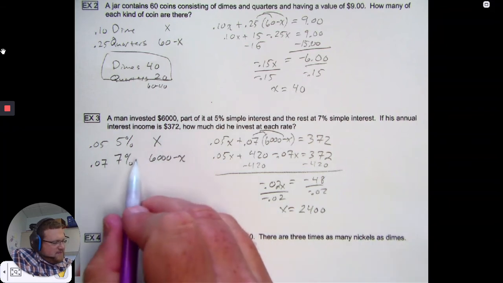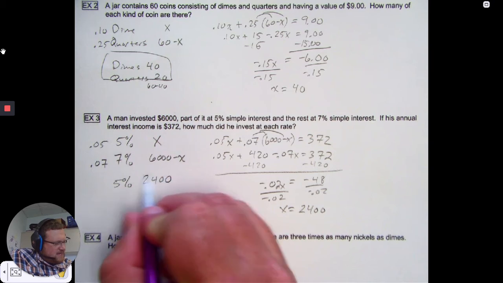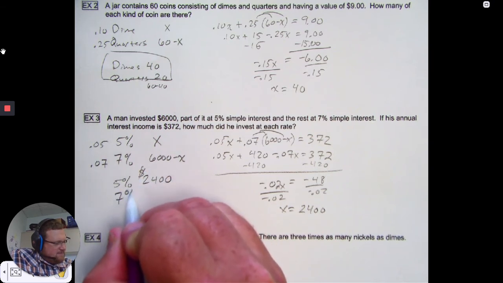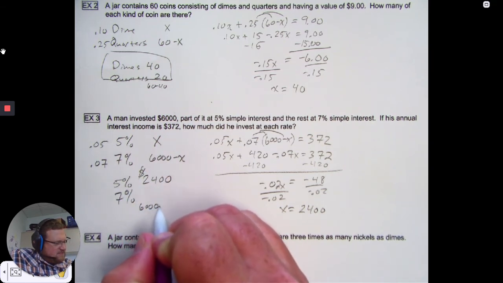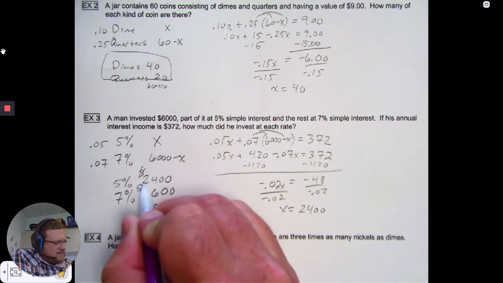So if we look back, that means that at 5%, we had $2,400. And then at 7%, we have 6,000 minus 2,400, or $3,600.